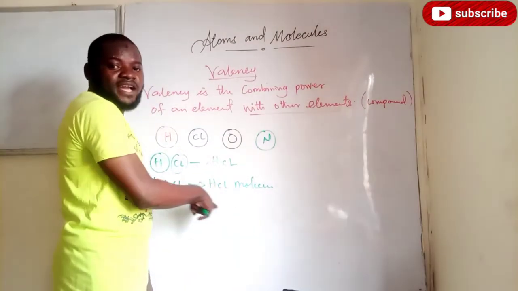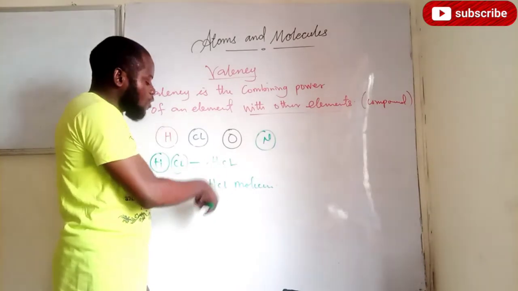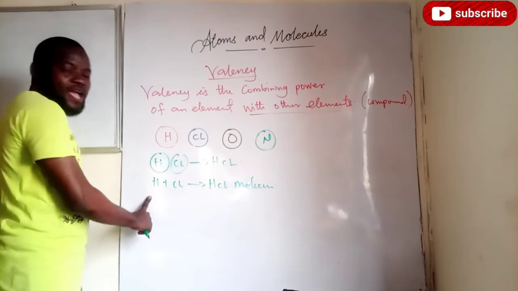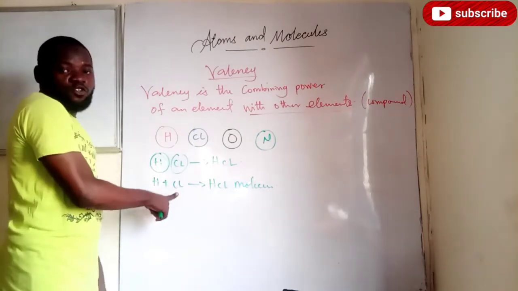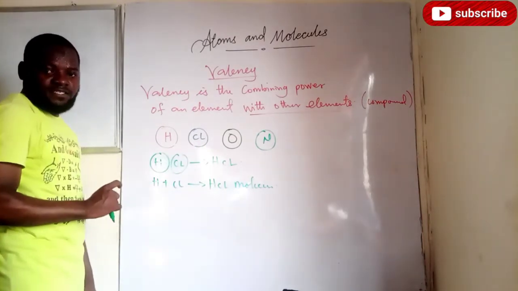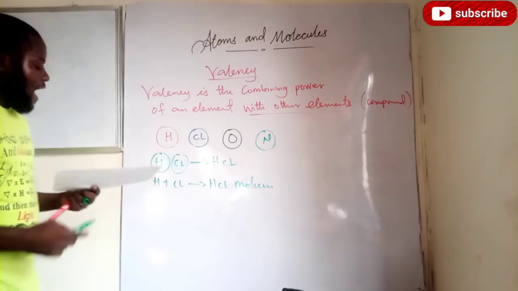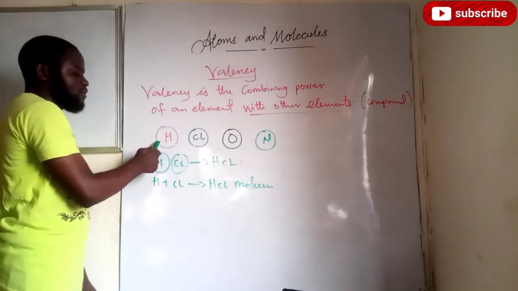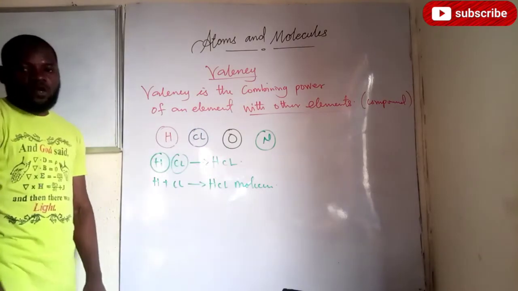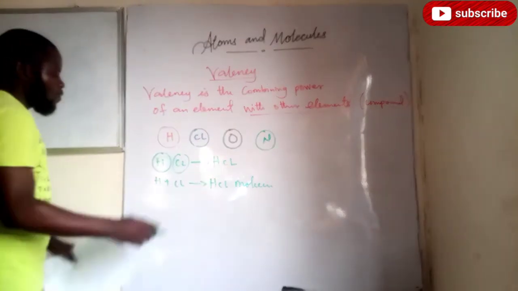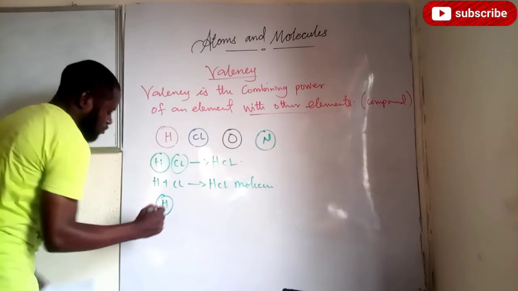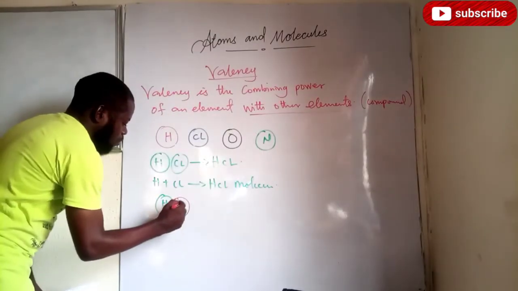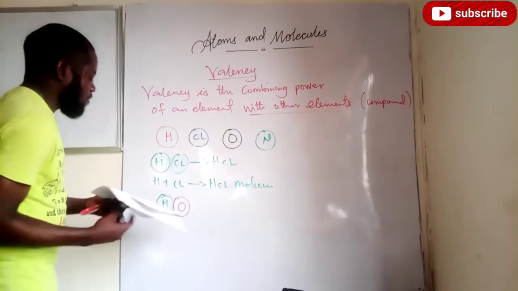HCl is hydrochloric acid. Are we together now? So, one molecule of hydrochloric acid is made up of one atom of hydrogen and one atom of chlorine. Do we understand this now? Okay? Now, let's see how many molecules of hydrogen would combine with oxygen. So, we have 2 molecules of hydrogen to combine with 1 molecule of oxygen.